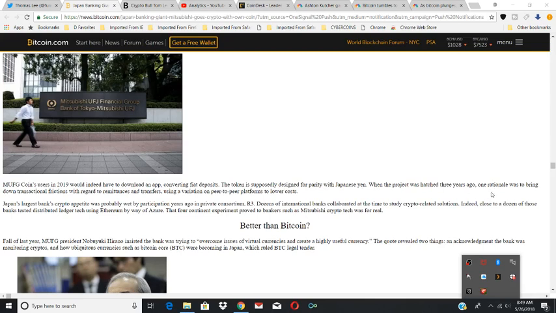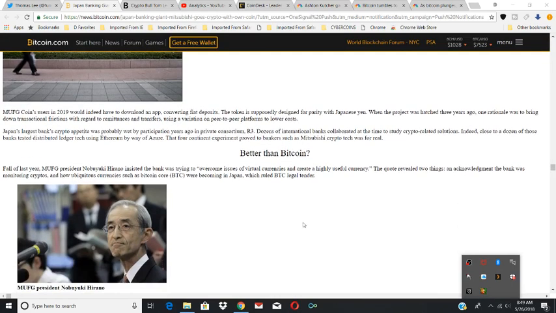When the project was hatched 3 years ago, one rationale was to bring down transactional frictions with regard to remittances and transfers, using a variation on peer-to-peer platforms to lower costs. Japan's largest bank's crypto appetite was probably whetted by participation years ago in the private consortium R3. Dozens of international bankers collaborated at the time to study crypto-related solutions. Indeed, close to a dozen of those banks tested distributed ledger tech using Ethereum by way of Azure. That four-continent experiment proved to bankers such as Mitsubishi that crypto tech was for real.